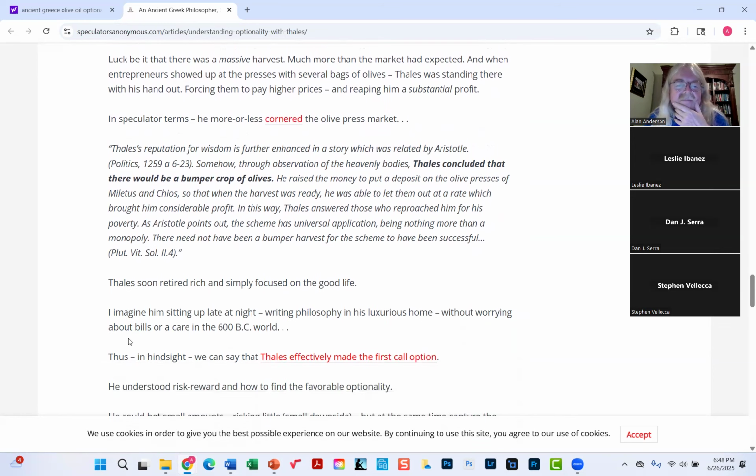So that way he could take all of this money and go back to living in the woods and writing philosophy all day. But he showed everyone that he was smart enough to make money if he wanted to. Okay.